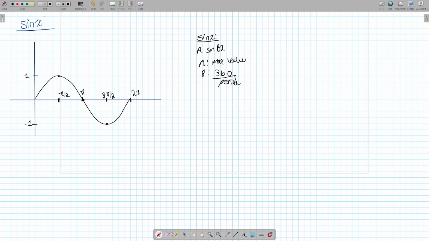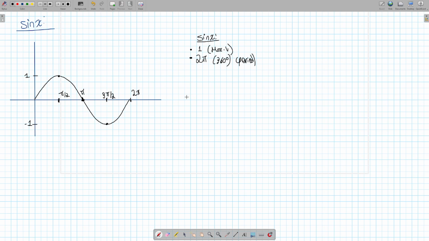What do we know? There are some certain transformations. I'm going to go through them one by one. There are 2 things you should always take a look at. It's the maximum value, which in this case is 1. And then there's the period, which in this case is 2 pi. Or if you want, 360 degrees. This is the period.